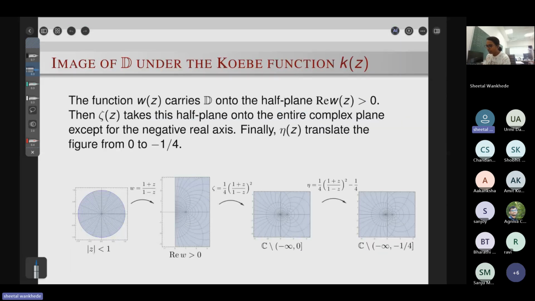First we have the unit disk, and the function (1+z)/(1−z). We have all studied the Möbius transformation, so from that we can easily find the image of this disk under the Koebe function. First, the function (1+z)/(1−z) carries the unit disk to the right half plane. Then we take the square of this function and multiply by 1/4. The squaring doubles the argument and gives the whole complex plane minus only the negative real axis. Then we shift by minus 1/4 and get our required range.